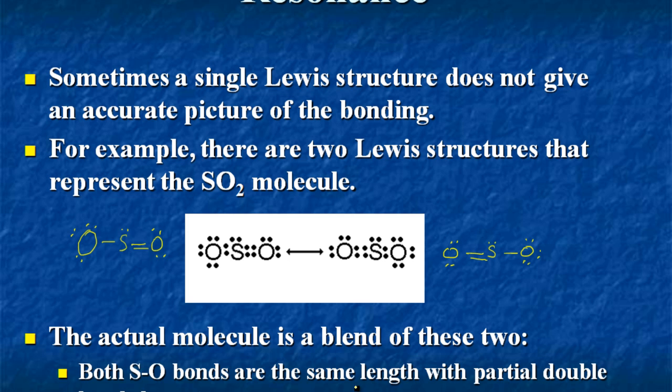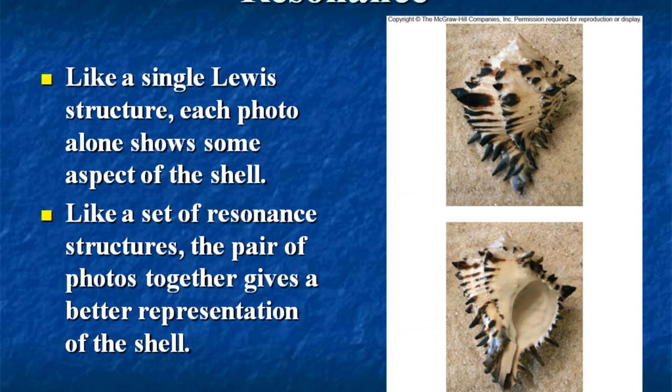So this phenomenon of molecules having different possible structures and existing as a blend of those different structures is called resonance. Not all molecules have resonance. Only molecules for which you can have more than one possible Lewis structure can have resonance.